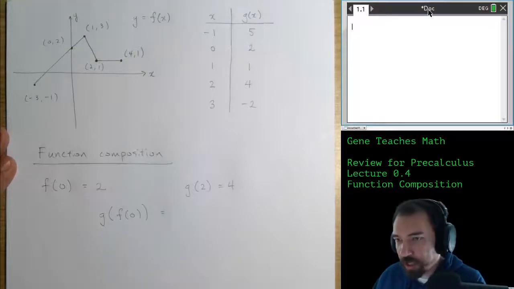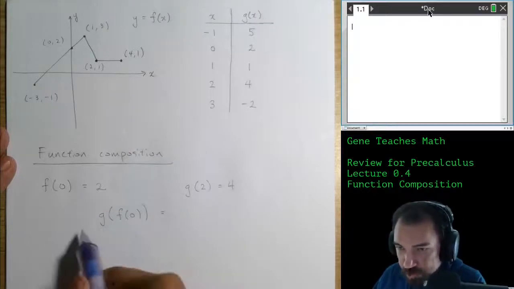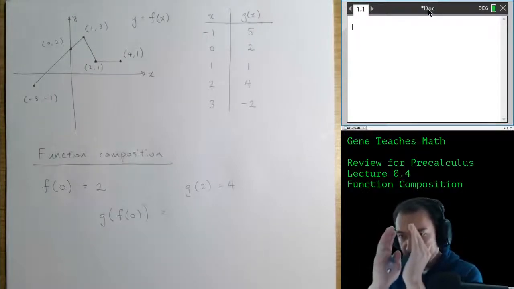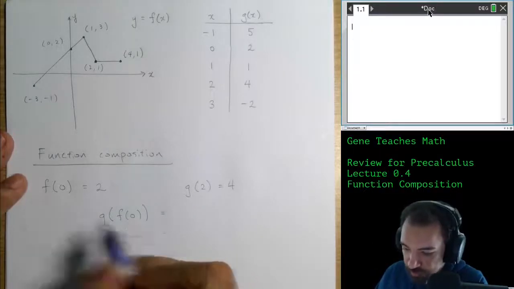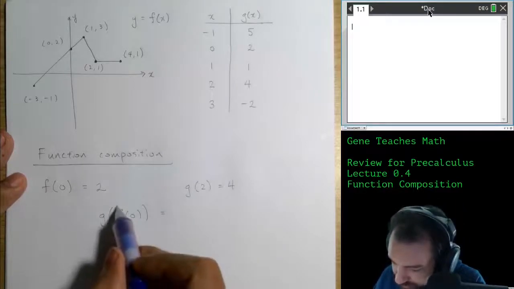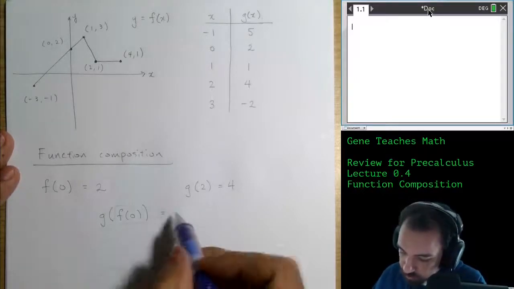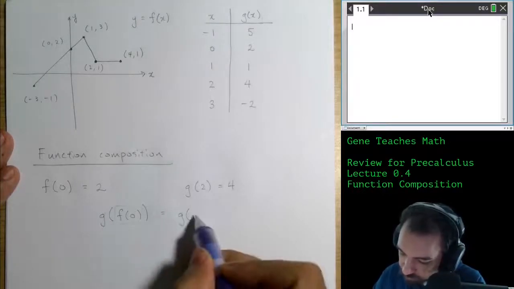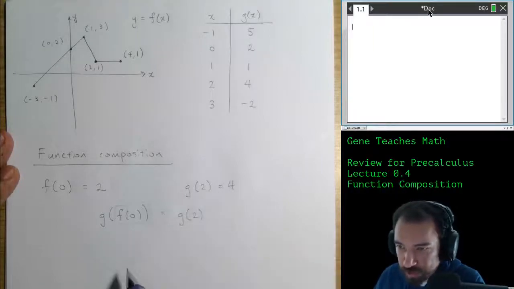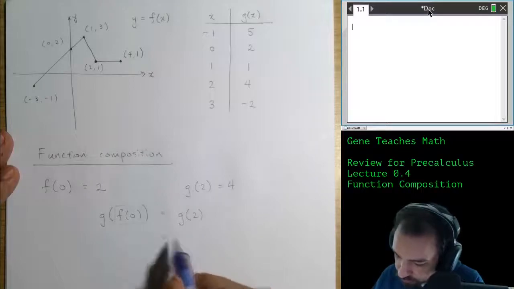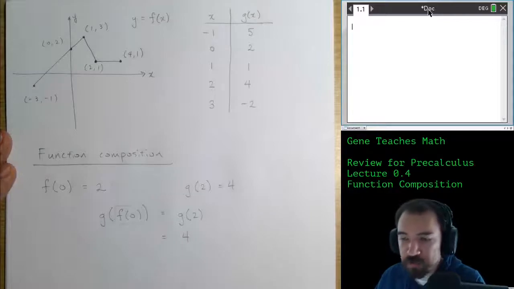Now, the way I said it perhaps indicates the order in which we want to do these operations. So the inside, this is g of, think about it as parentheses, f of 0. So we want to do f of 0 first. Well, we already know that f of 0 is 2. So this expression for f of 0 is actually equivalent to simply the number 2. So we could rewrite this as g of the number 2. But that means use the number 2 for the input of g, and we already know that that output is 4. So we understand that g of f of 0 gives a value of 4.